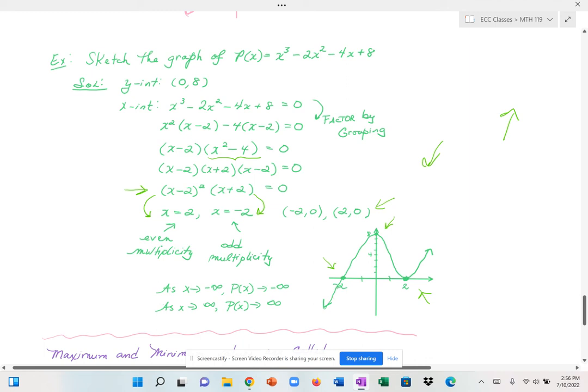It goes through negative 2, 0. Again, this is dropping left, means it goes to negative infinity. Goes up, then comes back down, and it bounces here at 2. It doesn't go through it because the multiplicity is even, and then goes back up. And this is going towards infinity.